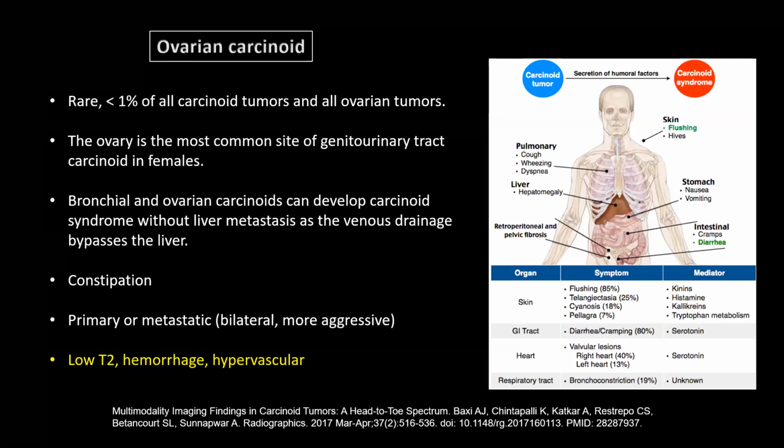So the clues for diagnosis in this case are the low T2 signal intensity, which is against the other sex cord stromal tumors like granulosa cell tumor. The presence of hemorrhage is also a supportive feature. The presence of hypervascularity, also with the presence of low T2 signal intensity, is against fibrotic tumors, and it goes mainly with carcinoid tumor. And we also see the manifestation of carcinoid syndrome.